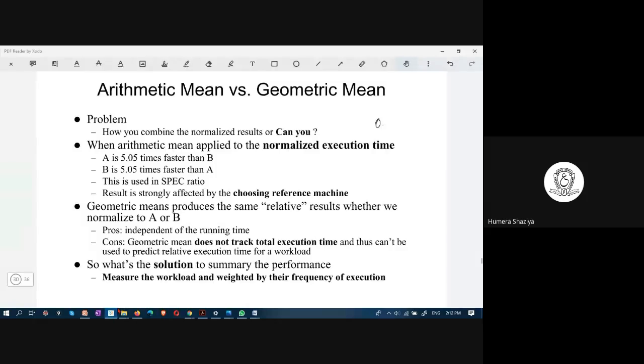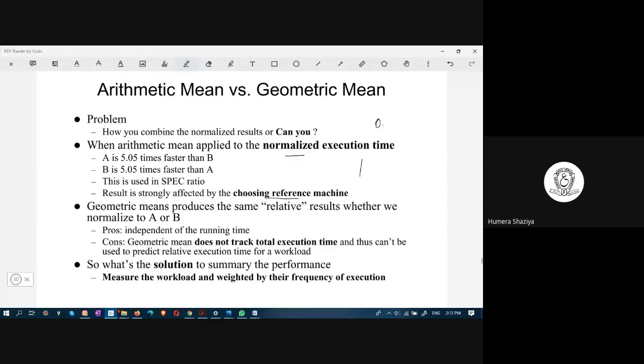How can we normalize the results? When the arithmetic mean is applied to the normalized execution time, A is 5.05 times faster than B. B is 5.05 times faster than A. This is used in spec ratio. This is the spec ratio. The result is strongly affected by the choice of reference machine.